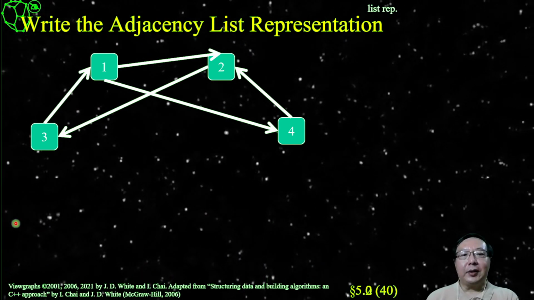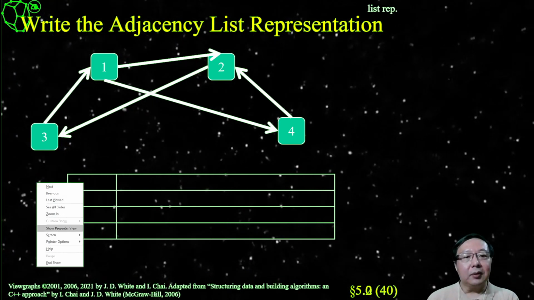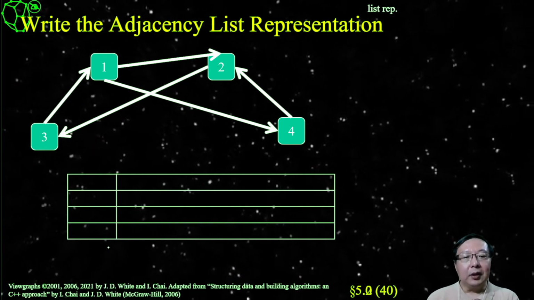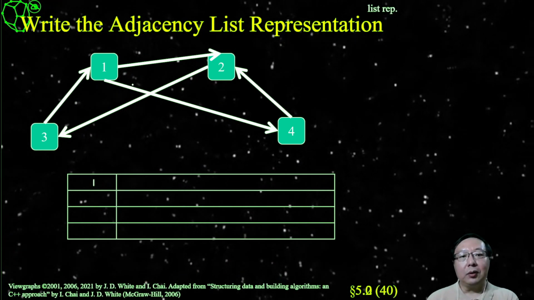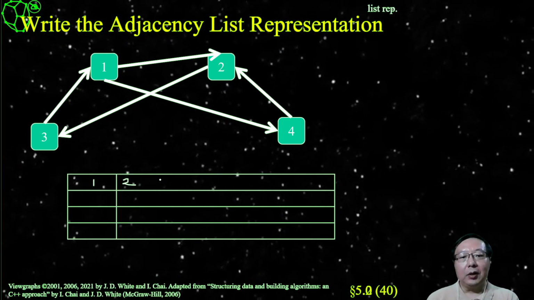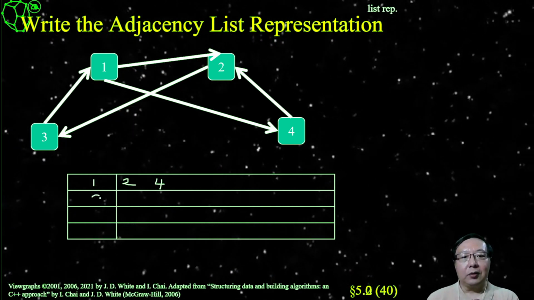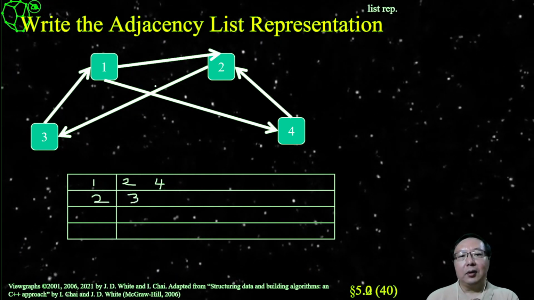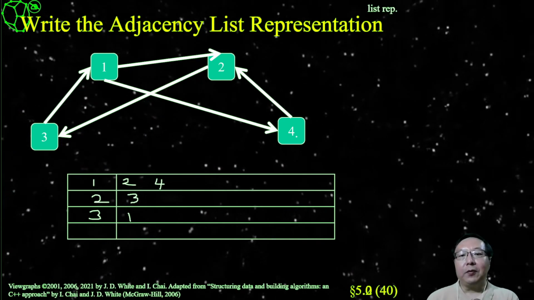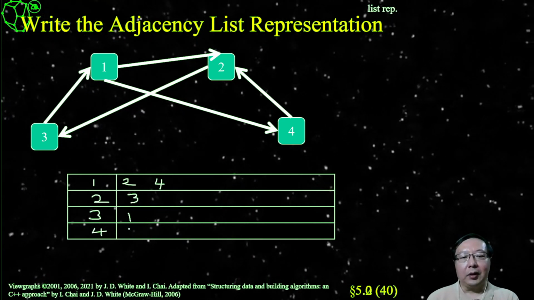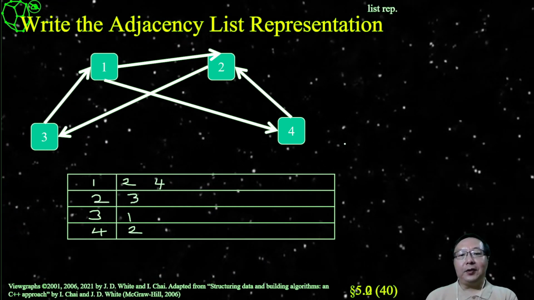So, let's write the adjacency list representation of this. Okay, from 1, where can we go? I can go to 2, I can go to 4. So my list should have 2 and 4. From 2, where can I go? I can go to 3. From 3, I can go to 1. And from 4, I can go to 2. So here is my adjacency list representation of this particular directed graph.